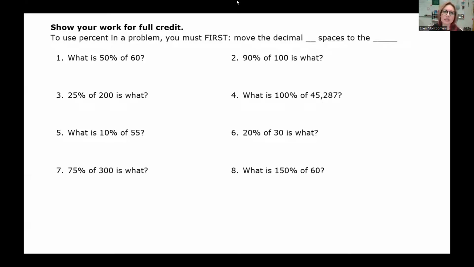The first little set of directions says, to use percent in a problem, you must first turn the percent into a decimal. So we have to move the decimal how many places? Twice to the left. Very good.